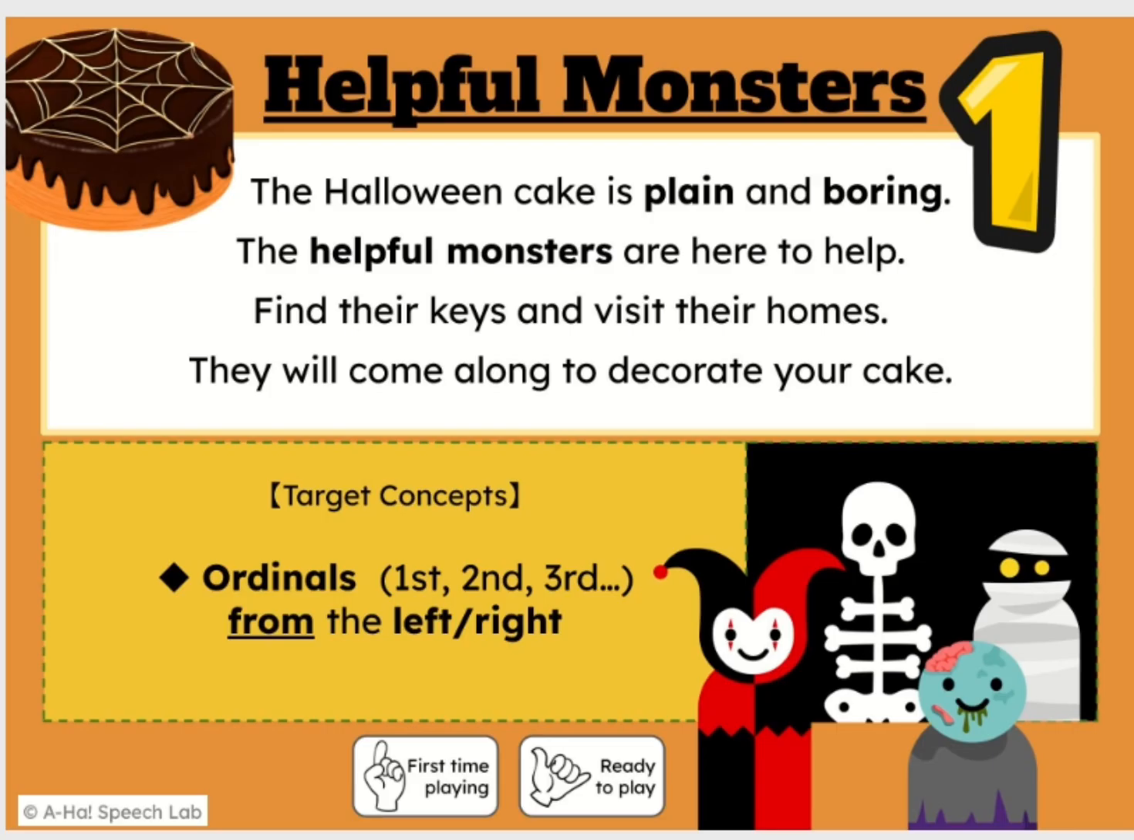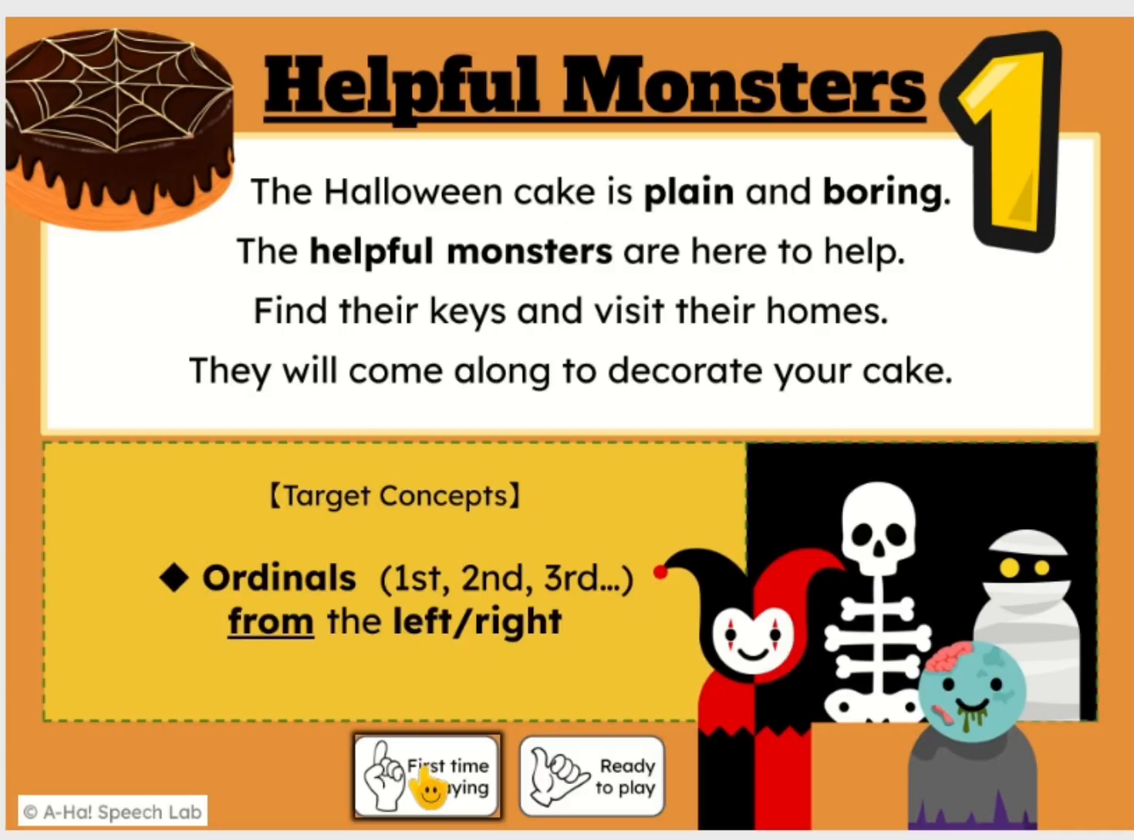So first, with this first deck, you're going to set the context with the students. I'll say something like, okay, Halloween's coming up, and here is your Halloween cake, and it's plain and boring. So these helpful monsters are going to help us. First, you're going to have to find them and then visit their homes to pick them up. So we have to listen really carefully because they're going to tell us where to find their keys and where to find their homes.